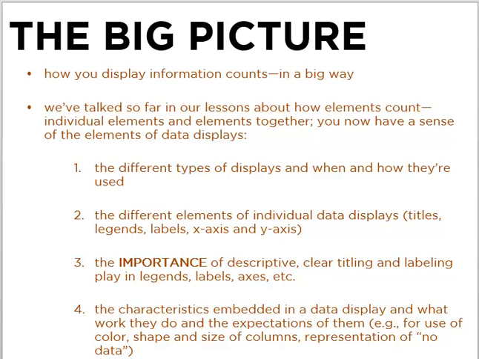We've talked so far in our lessons about typography and how different design elements count, how we can use contrast, repetition, alignment, and proximity and put that to use. What you should take now, if you don't already have a pretty honed sense of this, is the different types of displays and when and how they're used, the different elements of individual data displays, the importance of descriptive clear titling and labeling, and the characteristics underneath data displays and the work that they do in those displays.